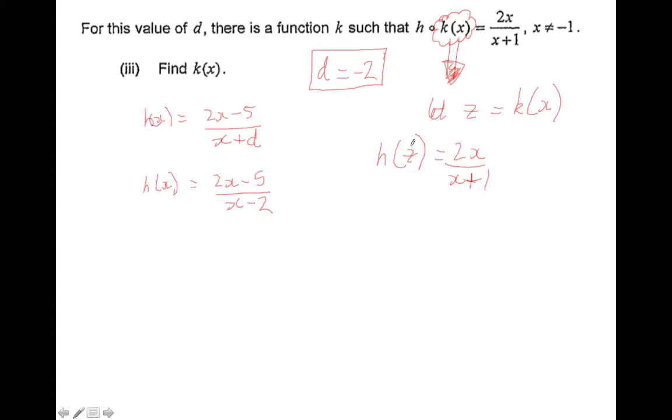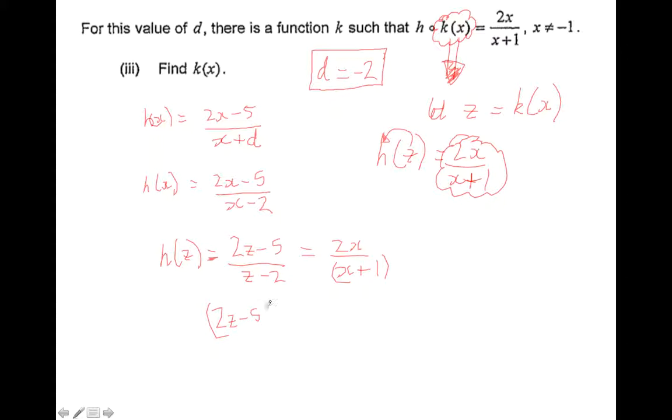Okay, so z feeds into the h function, and out needs to come 2x over x plus 1. Right, so let's feed z into the h function. So h of z equals 2z minus 5 over z minus 2, and that has to be equivalent to 2x over x plus 1. So we've got an equation to solve now, we've got to solve the equation for z, because z represents the function k of x. So I think a bit of cross multiplying. Does that look alright? 2z minus 5 into x plus 1 is equal to 2x into z minus 2. So this is 2xz minus 4x.